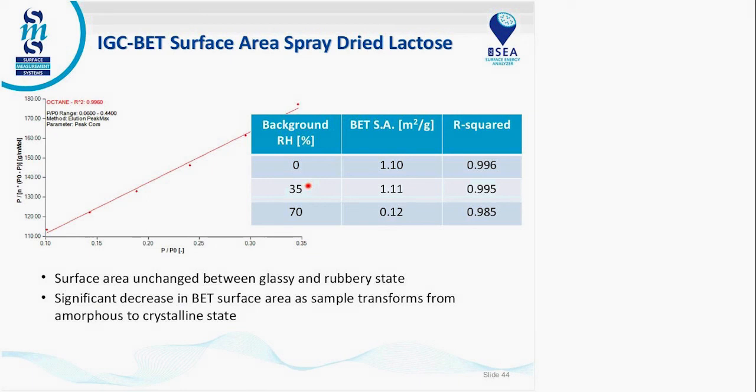We looked at the surface area at 0% RH. This is of the amorphous phase. At 35% RH, this is now above the glass transition. You can see relatively no change. But then at 70% RH, we can see the surface area decreases significantly. So we can see in situ an order of magnitude decrease in the surface area due to the amorphous to crystalline transformation.